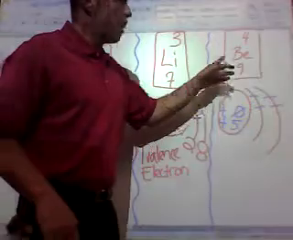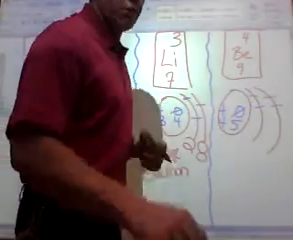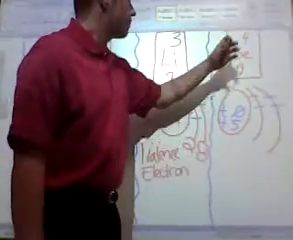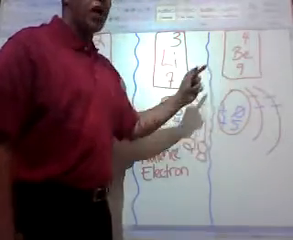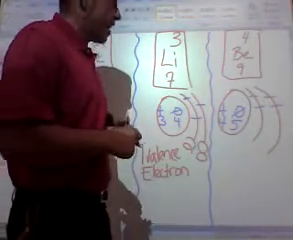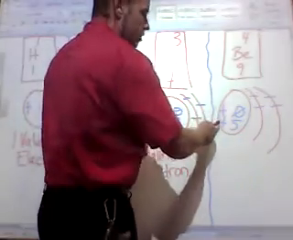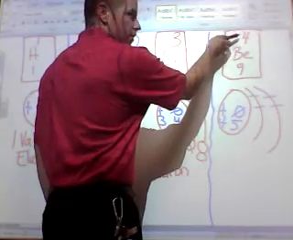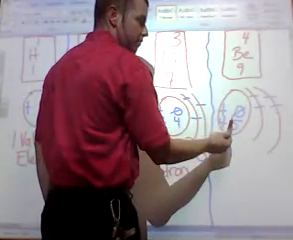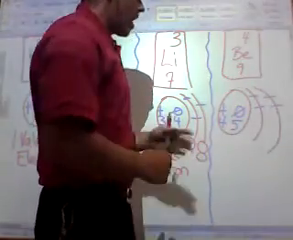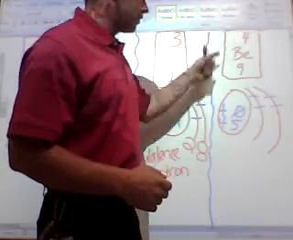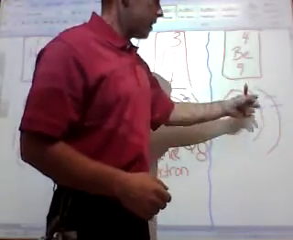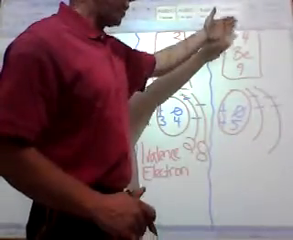Okay. Let's move on to beryllium. Beryllium has an atomic number of 4, an atomic mass of 9. That tells me I have 4 protons. I know I subtract the atomic number from the mass to give me 5 neutrons. I know that the atomic number is the protons and the electrons. So I have 4 electrons.